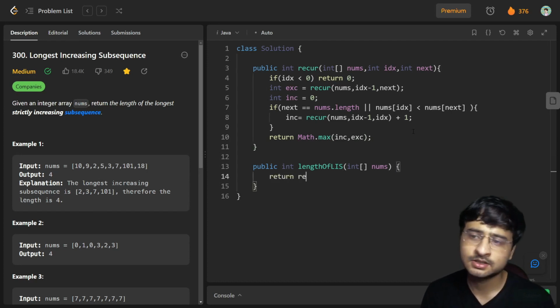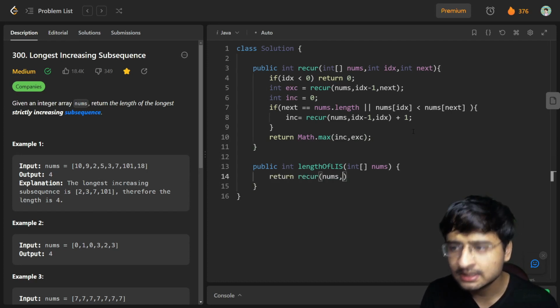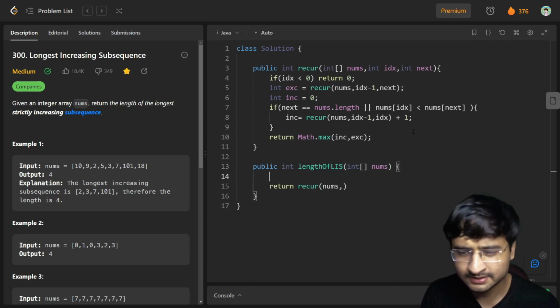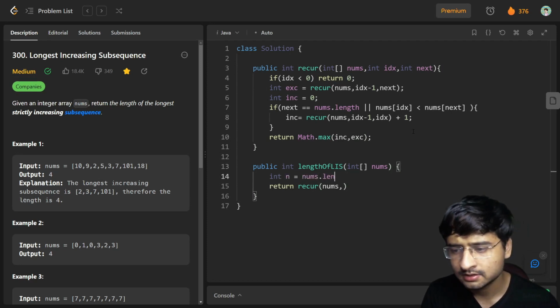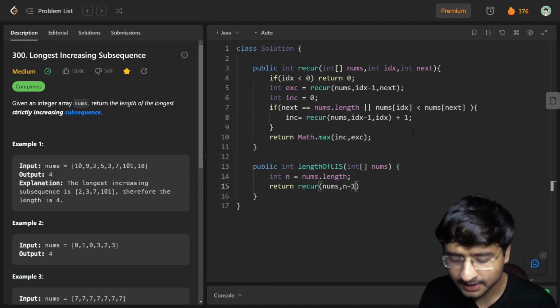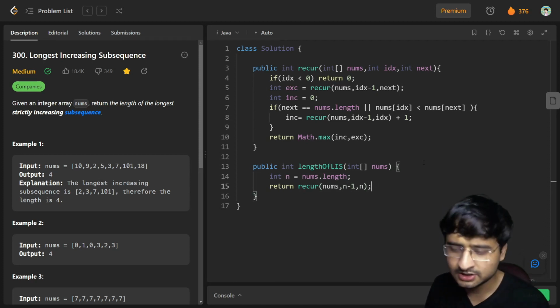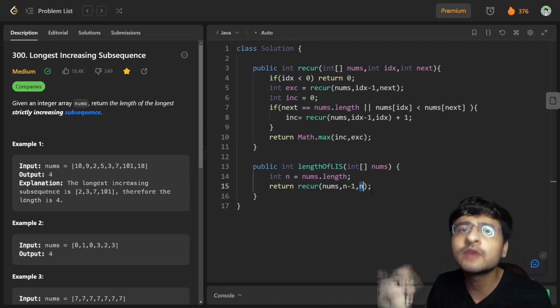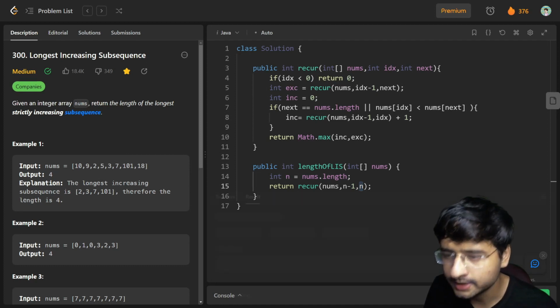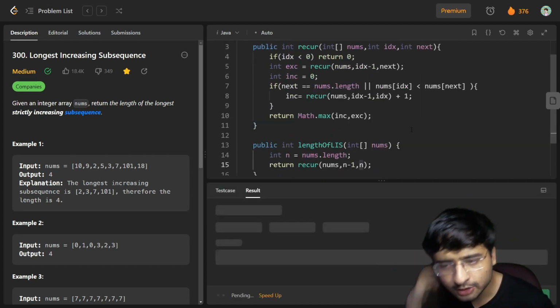In the end, I will return a recur and I'll pass nums here. Integer n is equal to nums.length. I'll start from the last index, n minus 1, and of course initially I'll say that for example there is no one in front of you, so what will you be able to do, right? So I hope the recursive code is kind of clear to you.